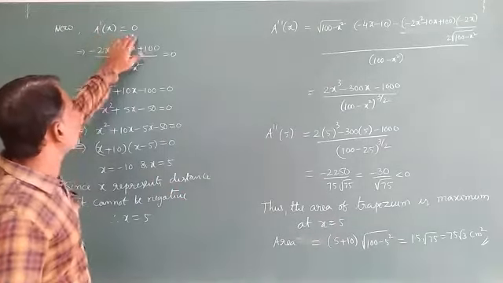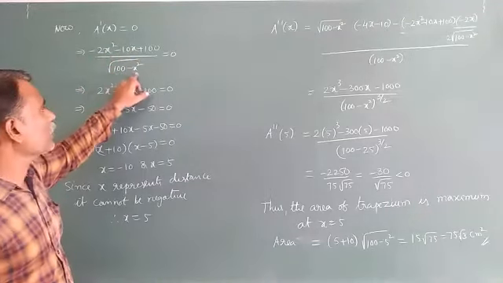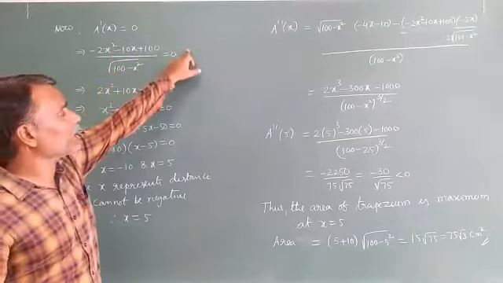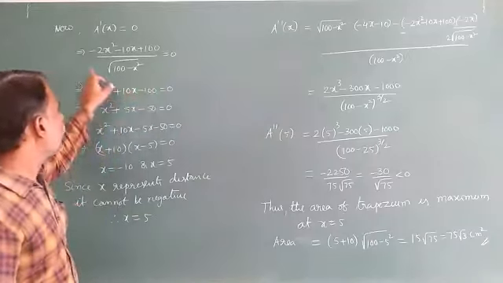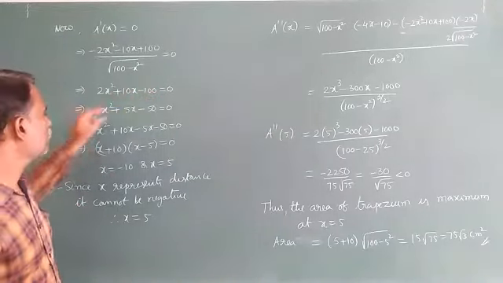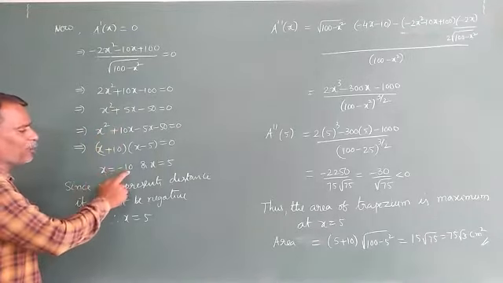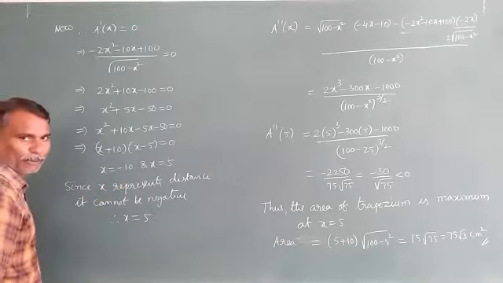After doing the first derivative, this is minus 2x square minus 10x plus n by square root of 1 minus x square. The denominator transposed, so it becomes 0, and multiplying with the minus you will get 2x square plus 10x minus 100 equals 0. Okay, I did factors, and finally I got x is equal to minus 10 or x equal to 5.